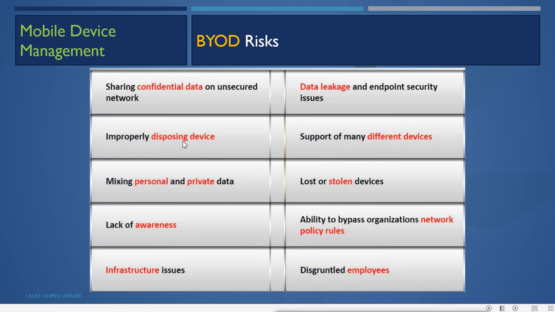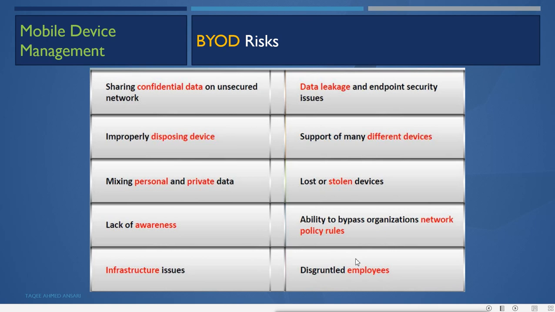Now that device may have some sensitive information, some data related to the organization, and it can be improper disposal of the device without wiping out the data. Support of many different devices, with a lot of personal and private data on them, and lost or stolen devices can be a problem. Lack of awareness, because these users are not aware of what they are handling, so they can do careless things. The ability to bypass the organization's network policy rules and infrastructure issues are also possible. Then disgruntled employees can make these issues worse.